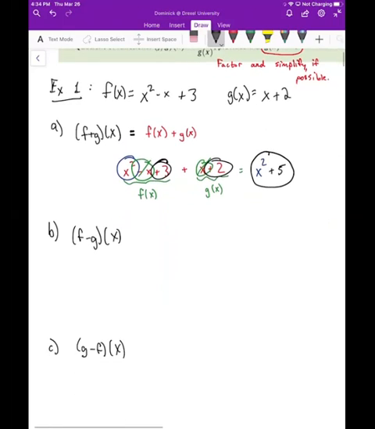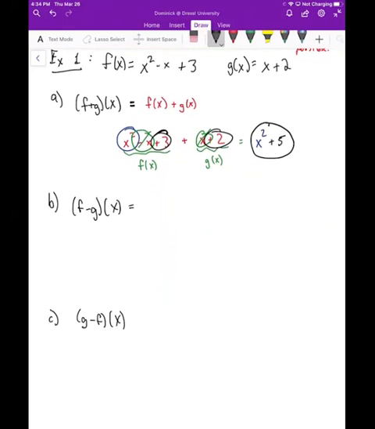Now, part B, we're finding the difference. So, of course, this is just taking f of x and subtracting g of x. And of course, you just have to be a little bit more careful in this case. You want to make sure that that second function is in a set of parentheses so that we can distribute the negative. Now this will become a minus x minus 2. And I didn't do anything with this yet. So again, this first part is coming from f, and this second part is coming from g.